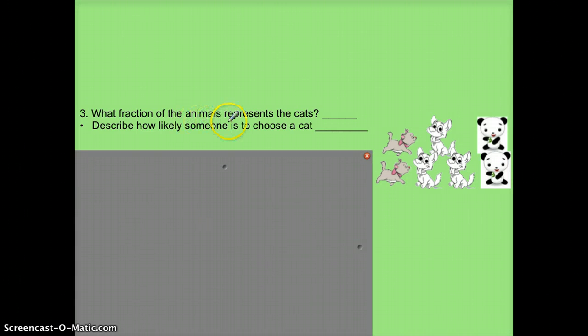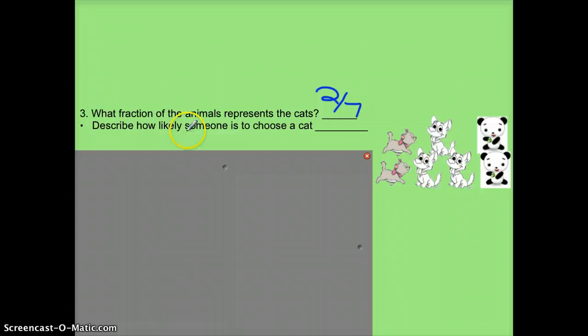Next, let's look here. What fraction of the animals represents the cats? So I'm going to look and say, looks like there are 2 cats out of 1, 2, 3, 4, 5, 6, 7 animals. So 2/7 of them are cats.